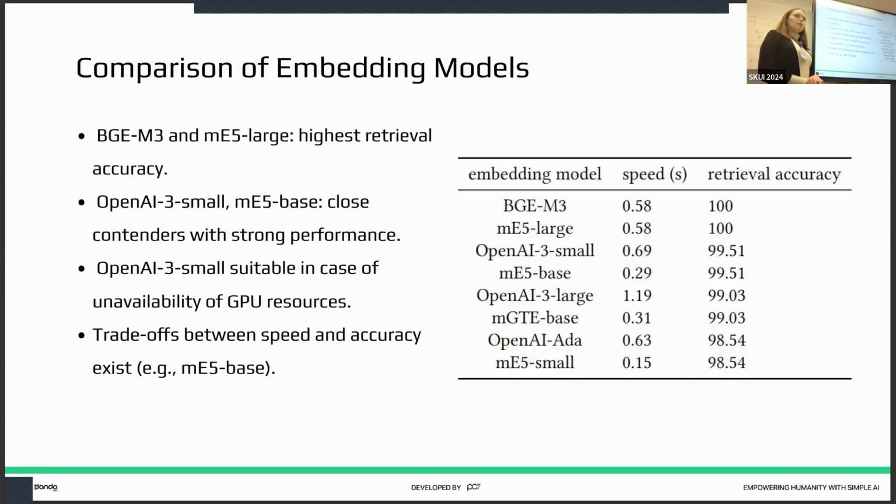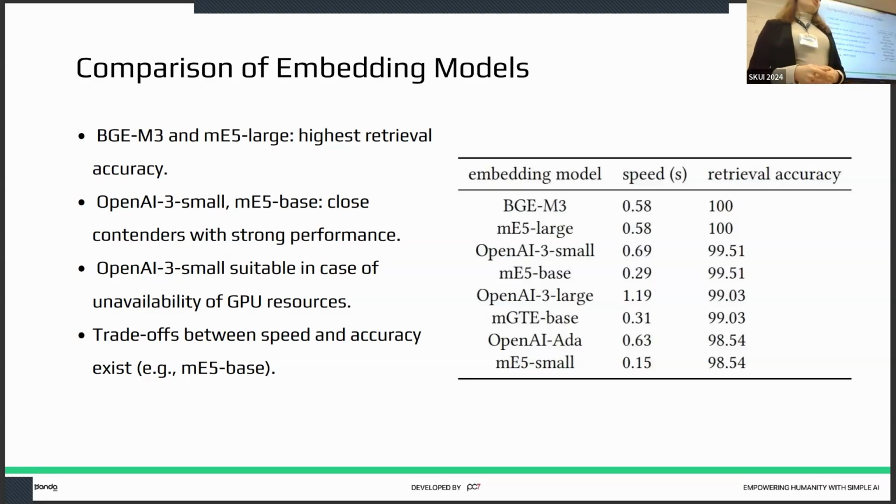So using the optimal parameters that I presented, we also looked into which embedding model is the best. And we can see we used 5 different open source models available from Hugging Face and 3 models from the OpenAI company.